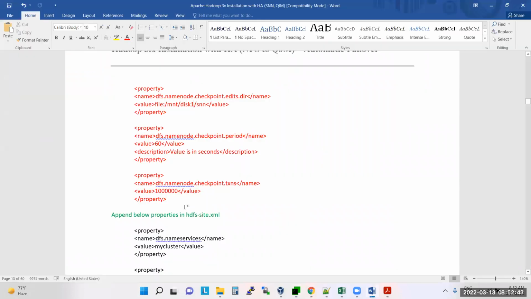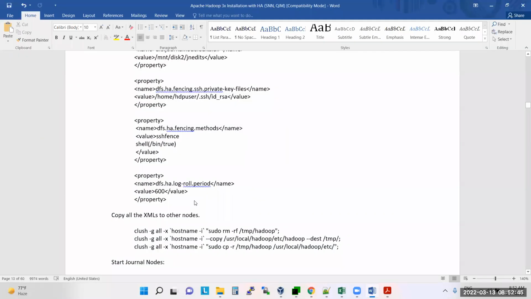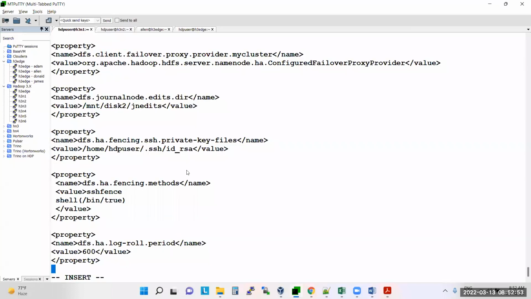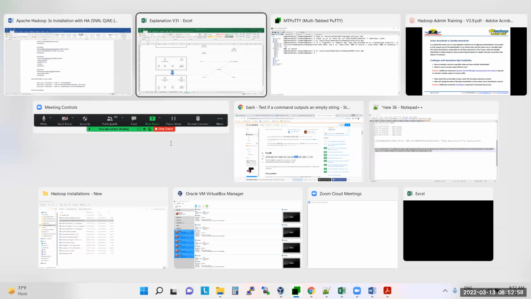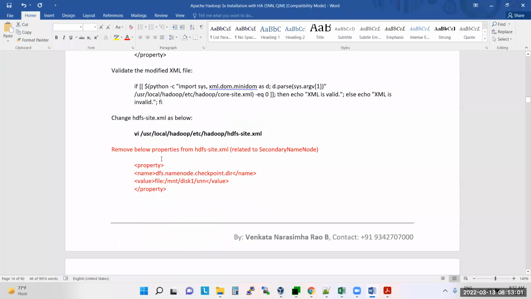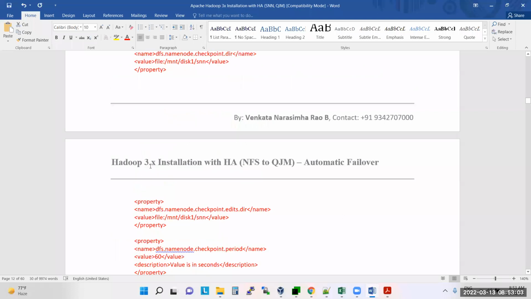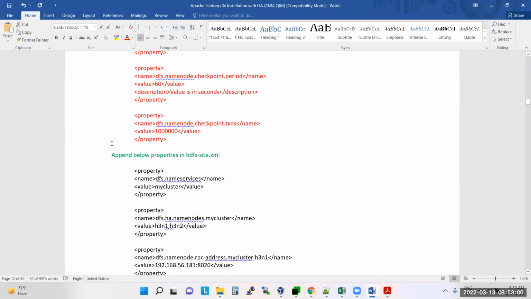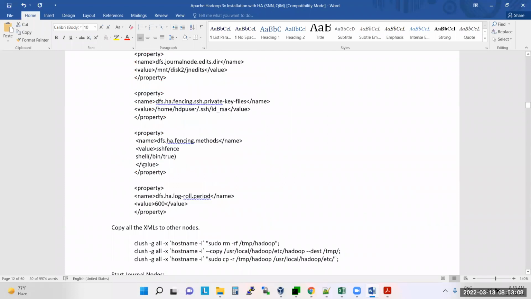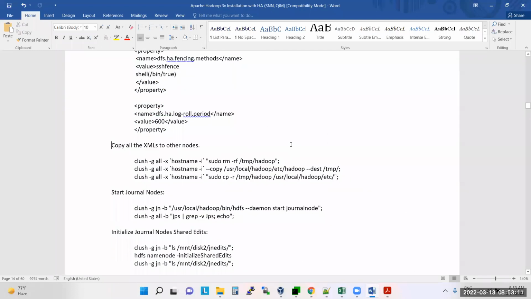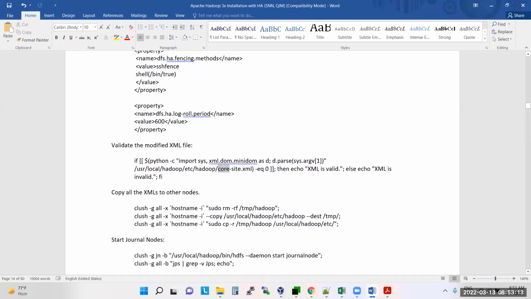So these many properties are there. Now I will explain what those properties are, guys. For validating site.xml, we can remove everything and add the new one. In that only one property, right? Yes, so you removed that one property. Now validate the XML. So this is HDFS site. If there is an issue, it will throw here itself. XML is valid.